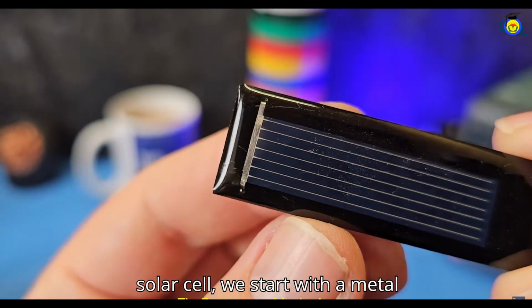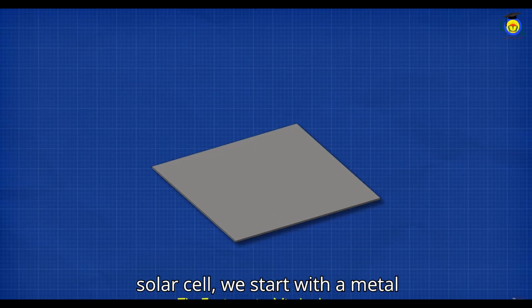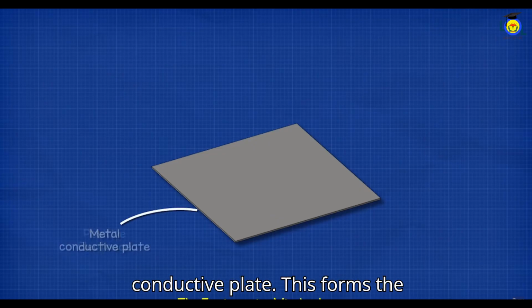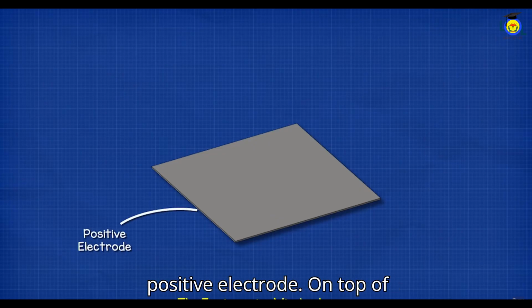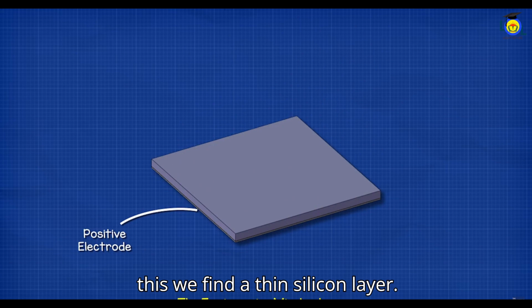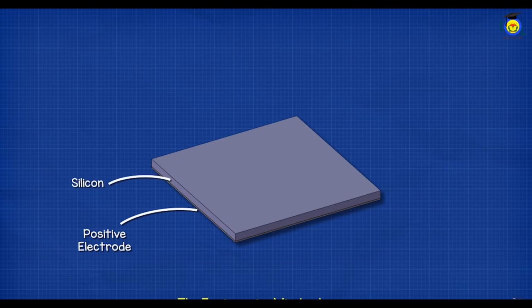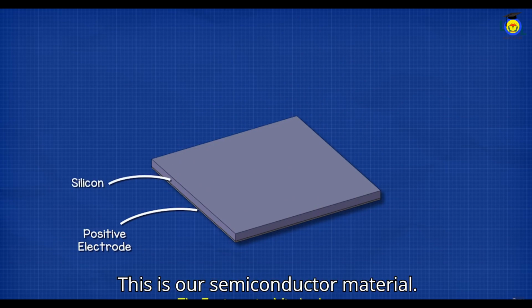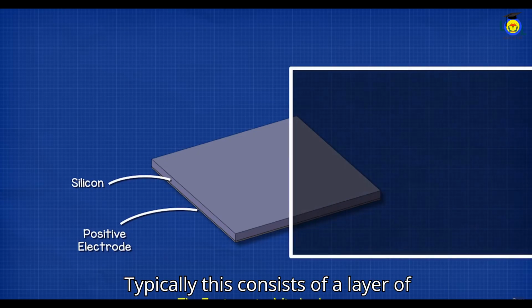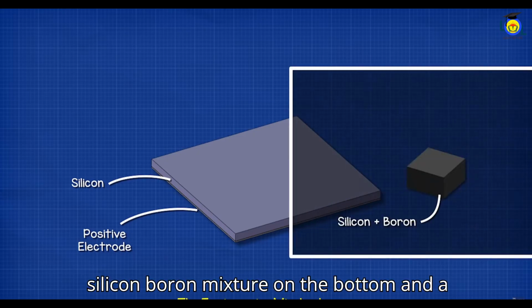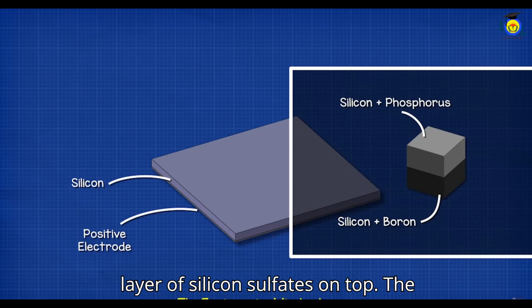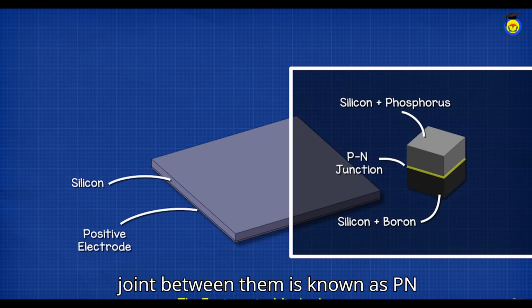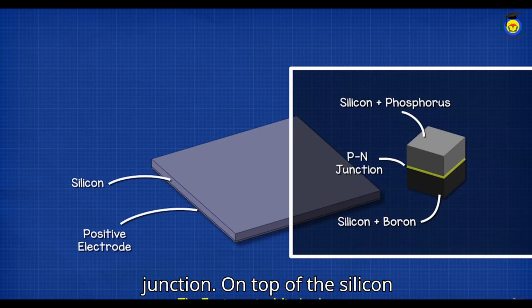To make a basic solar cell, we start with a metal conductive plate. This forms the positive electrode. On top of this, we find a thin silicon layer. This is our semiconductor material. Typically, this consists of a layer of silicon-boron mixture on the bottom and a layer of silicon-phosphorus on top. The joint between them is known as the p-n junction.